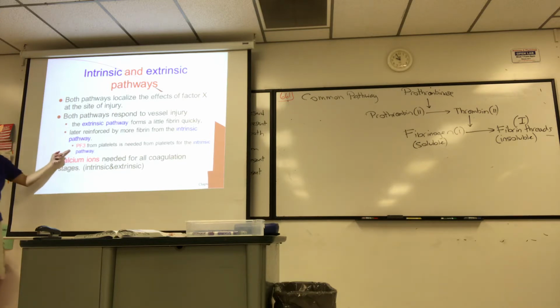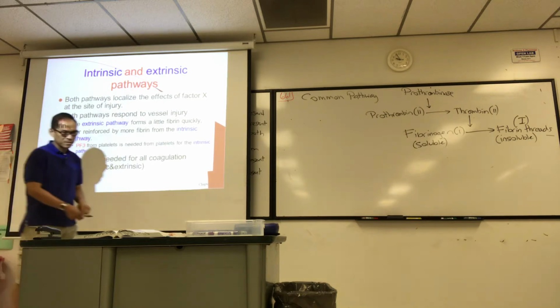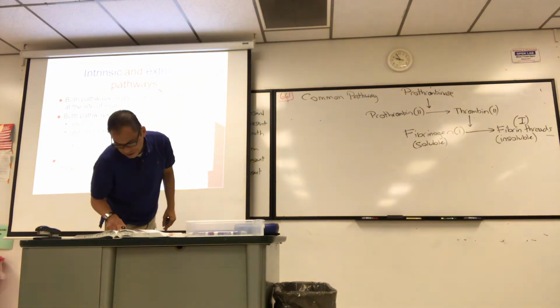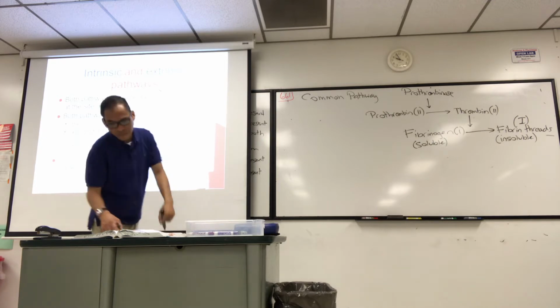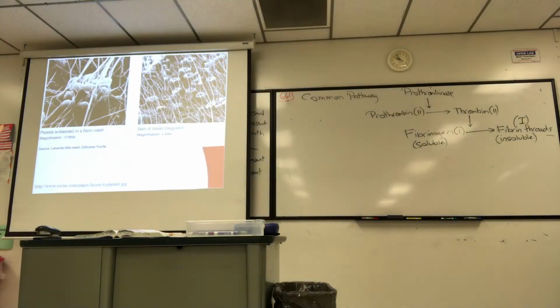Okay? Now, they also list platelet factor 3. That's also needed for platelets for the intrinsic pathway. I didn't list that before, but here it is on the slide. I did mention calcium. Calcium is important. It's considered a clotting factor. Okay, PF3 is not. I don't think it's listed there. No, I don't see it. Okay. Well, anyways, I showed you this picture before. This is the end result.